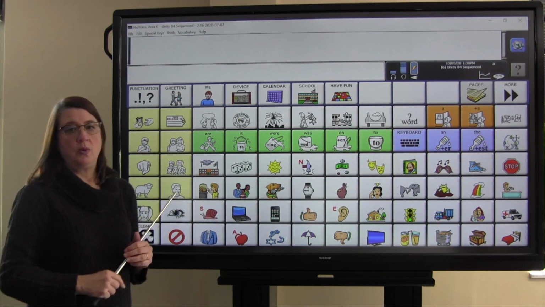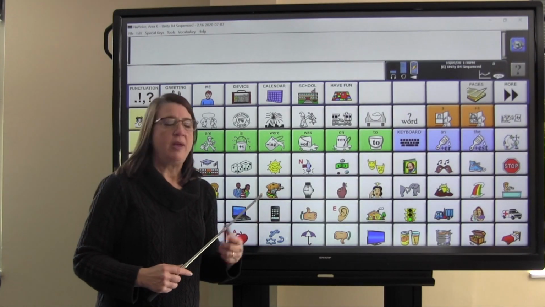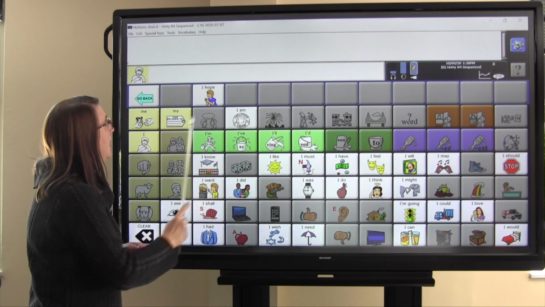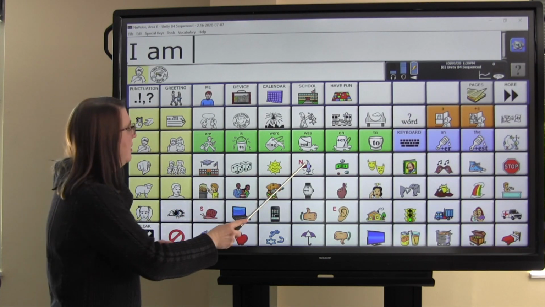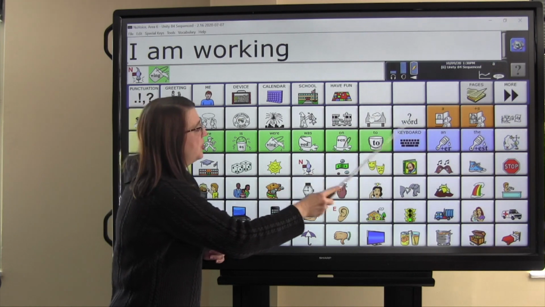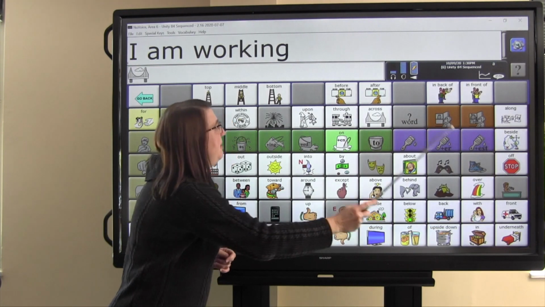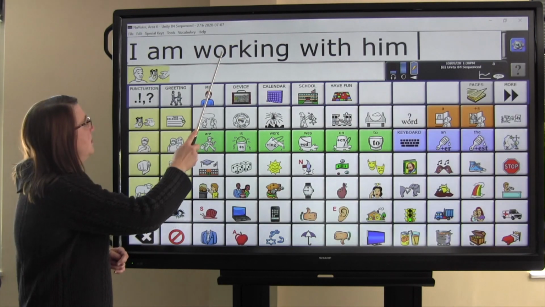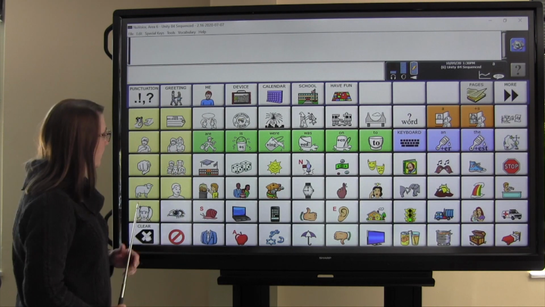Me. Or let's say I am working with him. I plus our auxiliary. I am working with, preposition plus the mom and the baby. With him. I am working with him.